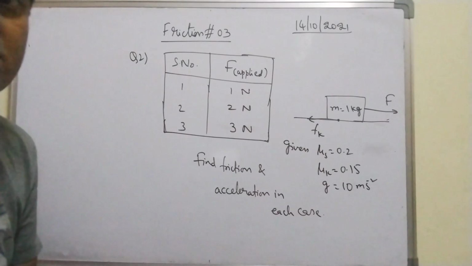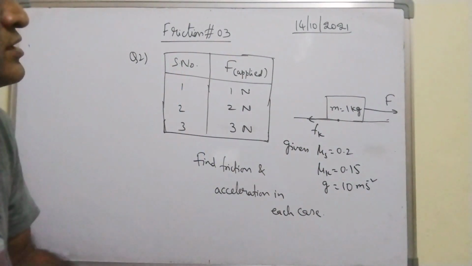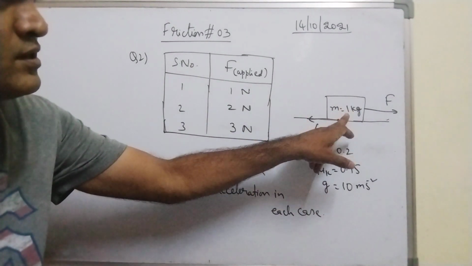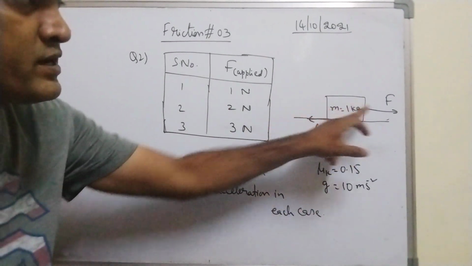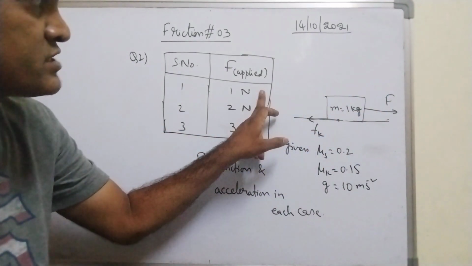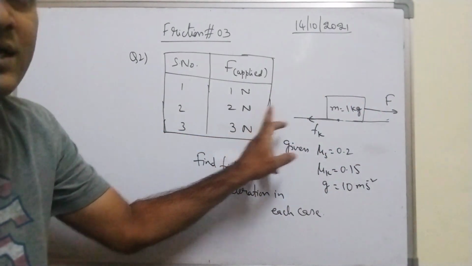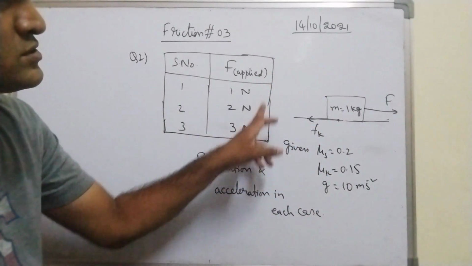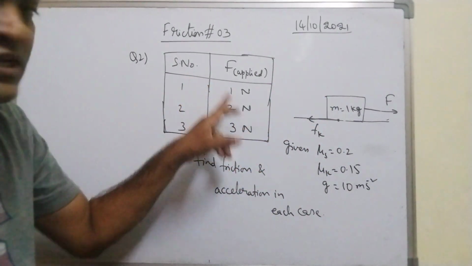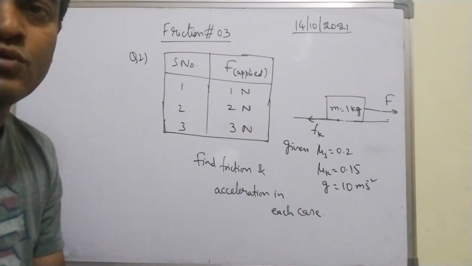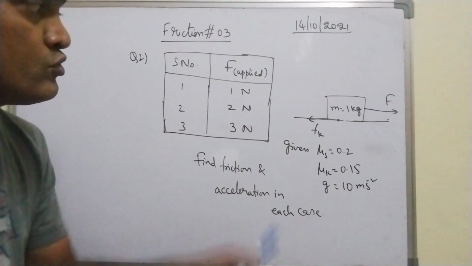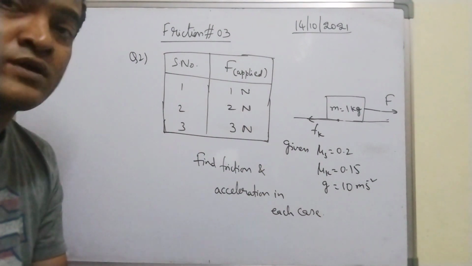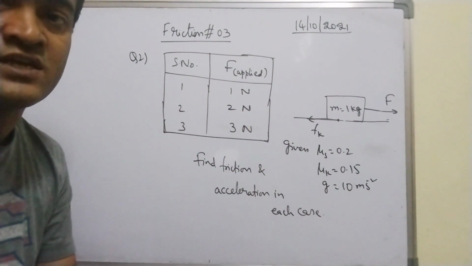I have given you a second question. Serial number, applied force: 1 Newton, 2 Newton, 3 Newton. This is a diagram. On a mass of 1 kg, you are applying a force of 1 Newton the first time, 2 Newtons the second time, 3 Newtons the third time. In which of all the three scenarios will the block move? Whether the block moves in all the three cases, or the block doesn't move at all, or the block is ready to move. Let us discuss all these three cases.